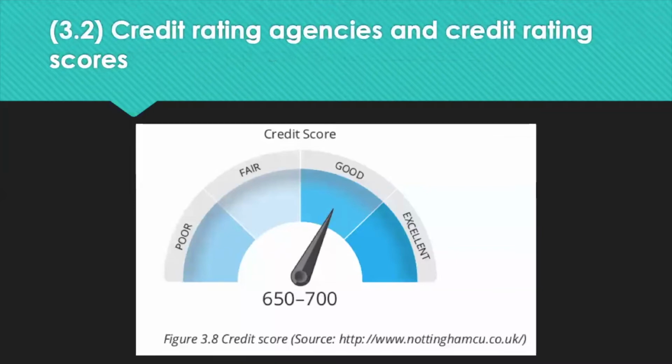Now, credit rating agencies are impartial bodies that hold information about businesses and customers, such as credit limits within organisations, their trading history, as well as payment history, any turnover, profit and loss statements, shareholder funds, and if they've ever been subjected to a county court judgment. Now, these credit rating agencies give a credit rating score to any organisation, and that score indicates the amount of risk the debtor poses to the creditor. The debtor is the person who owes the money, the creditor the person who is owed the money.